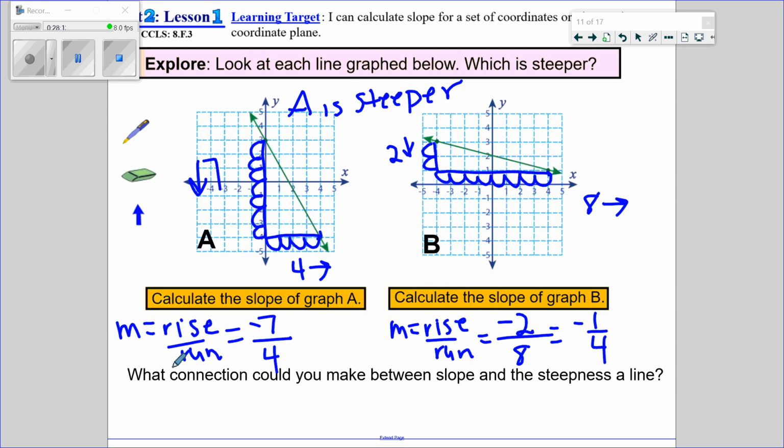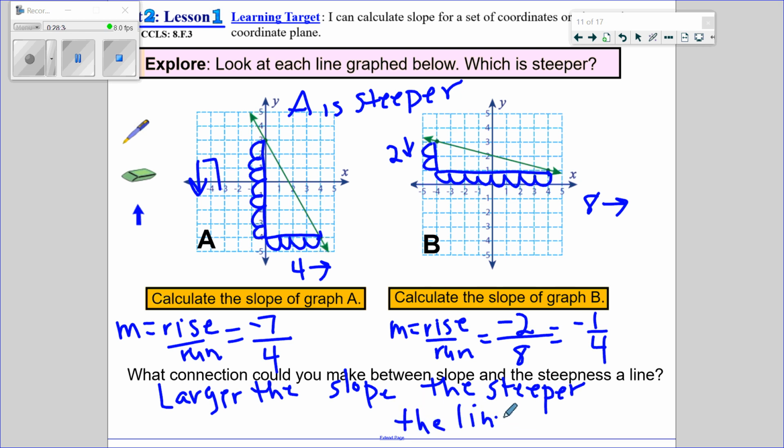So what connection? You just look at the numbers. The larger the number, the larger the slope, the steeper the line. Go to the next slide.